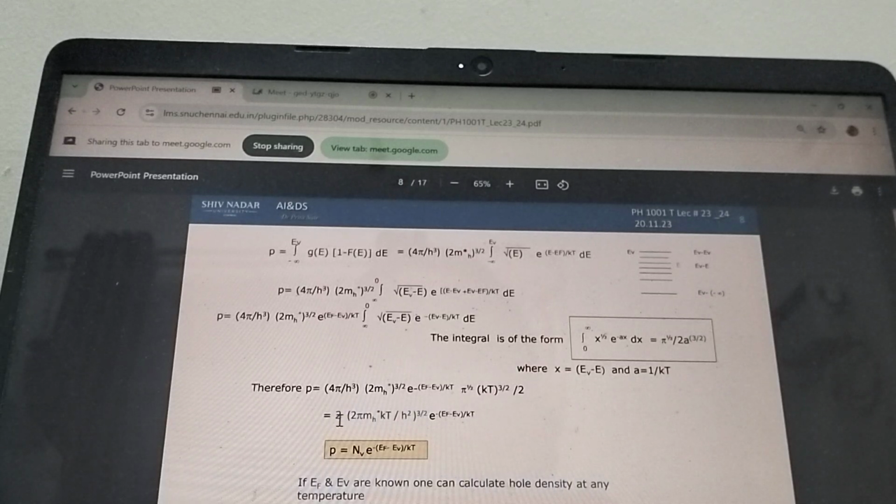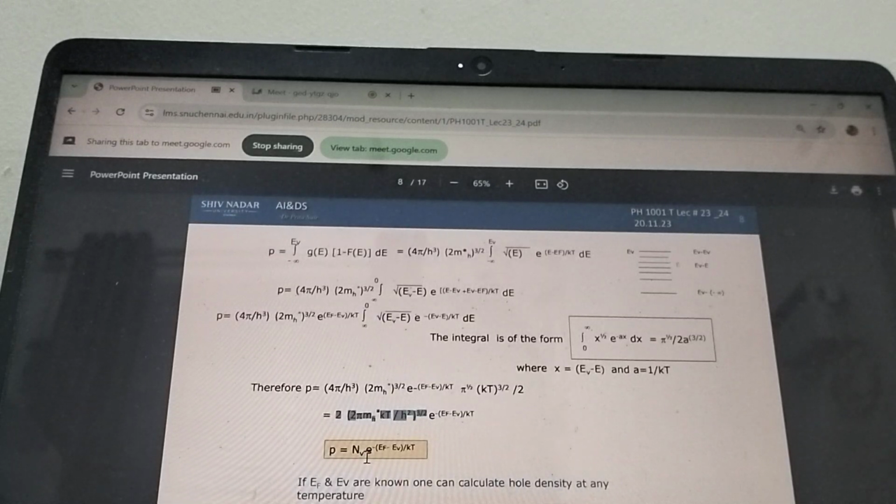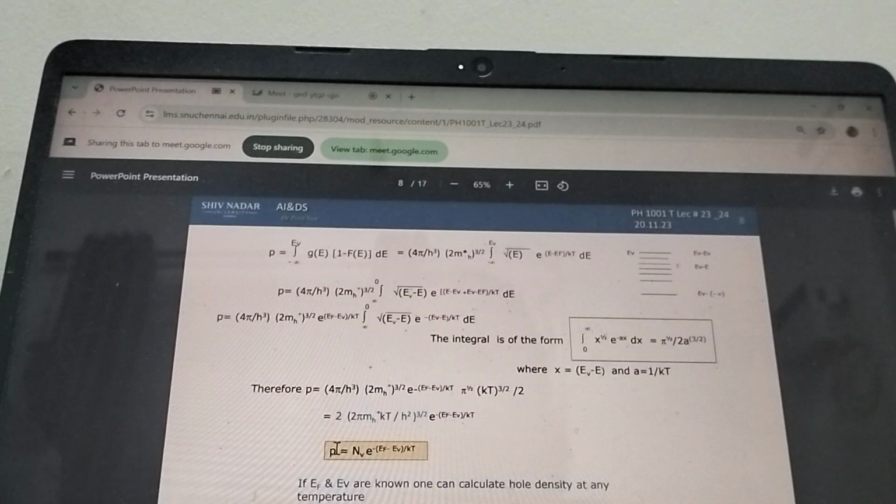Again you club together all the constants and name it NV, because here we are talking about the valence band. So the number of holes in the valence band is given by NV e raised to minus (EF minus EV) by kT.